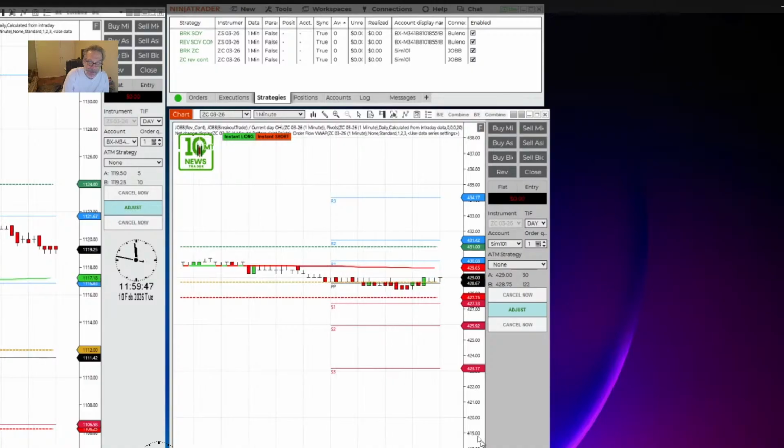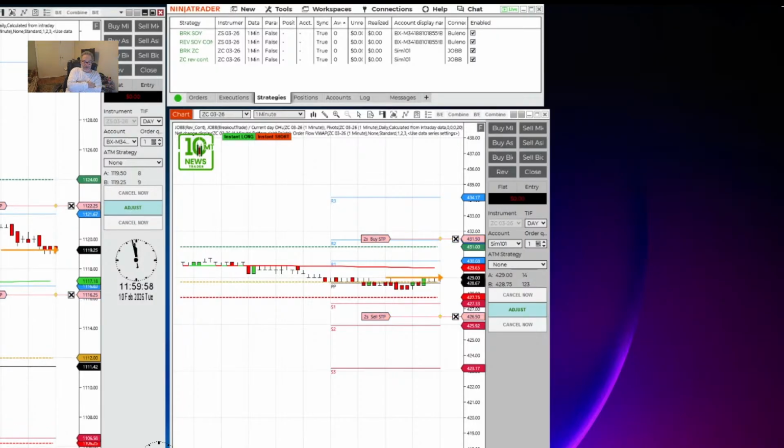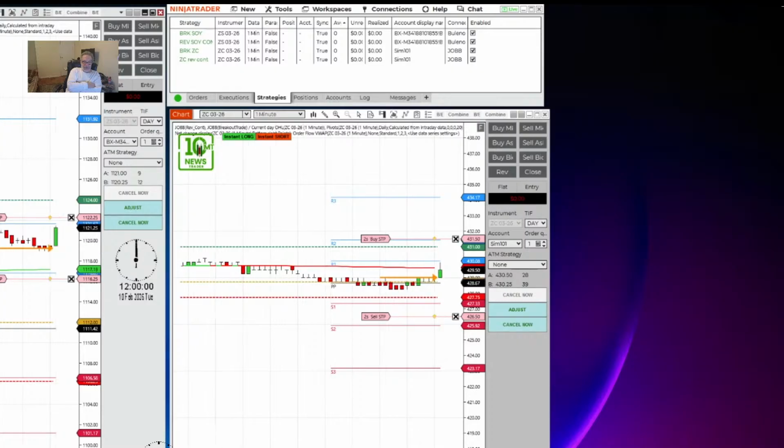And here's February WASDE. February WASDE was pretty much a cancel on soybeans. We let it fill. See, we did let it fill. And it chopped around quite a bit.